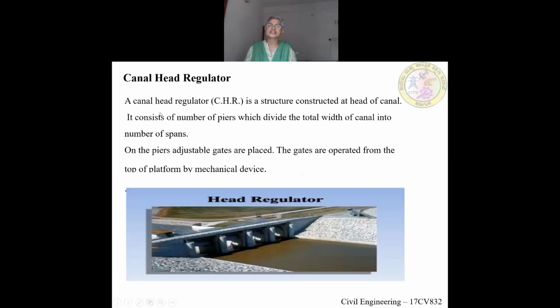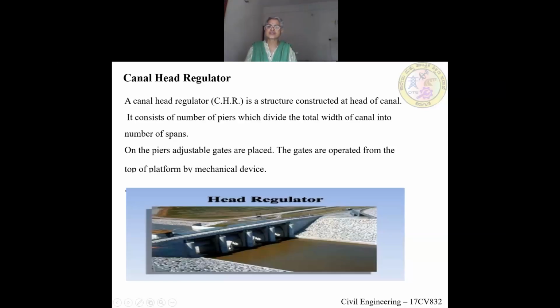Okay. The next is the canal head regulator. This is at the head of the canal. So this is the canal which is in trapezoidal shape. You can see that the silt free water from the diversion headwork is flowing through these gates. So you can control the flow of water or regulate the flow of water through these head regulators. The operations can be done from the platform above this. So there's a platform above this. These gates can be operated from the platform.